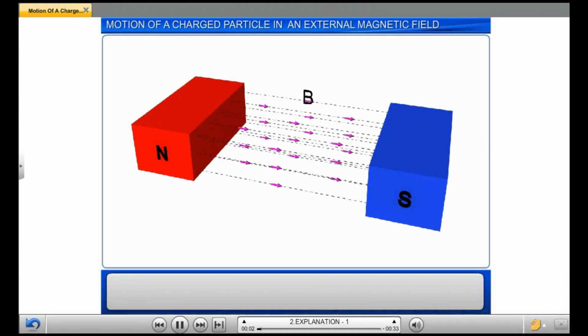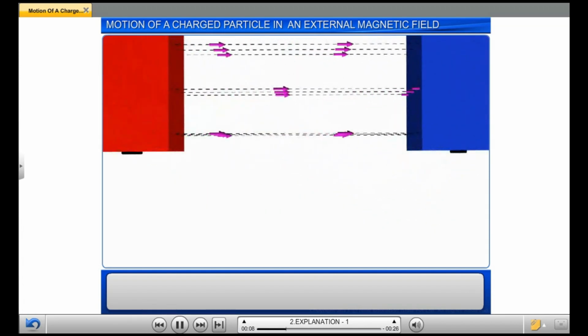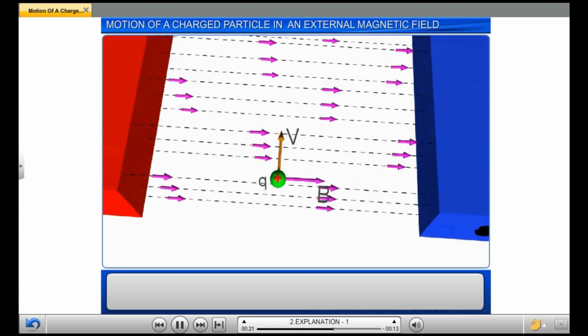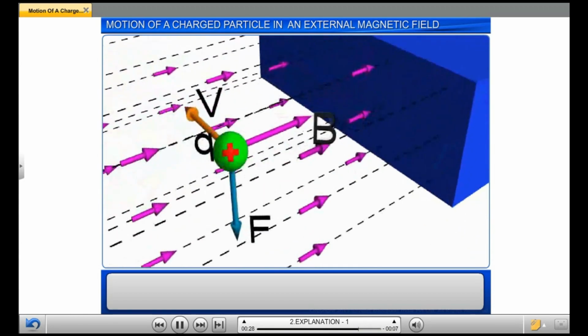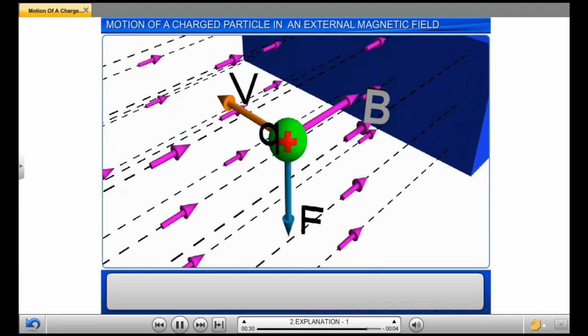Consider a uniform magnetic field of strength B. Let a charged particle of charge q be projected into the magnetic field with the velocity v perpendicular to the direction of the magnetic field. When the charged particle is moving perpendicular to the magnetic field, the charged particle experiences maximum force, and this force is acting perpendicular to both the magnetic field and velocity of the charged particle.